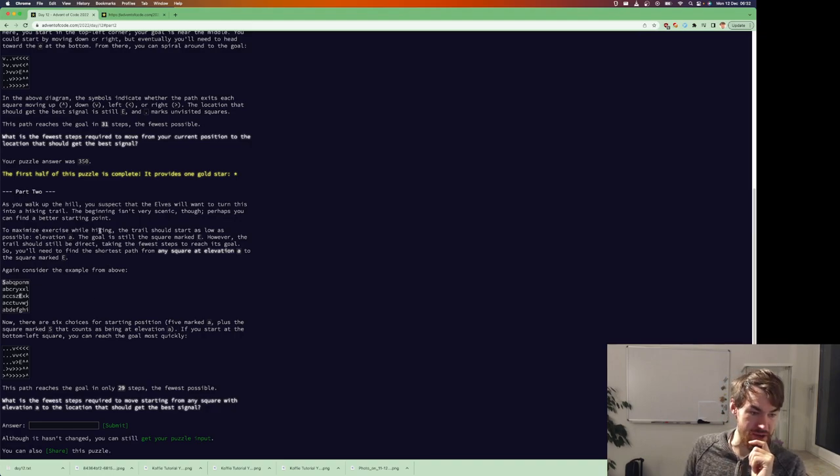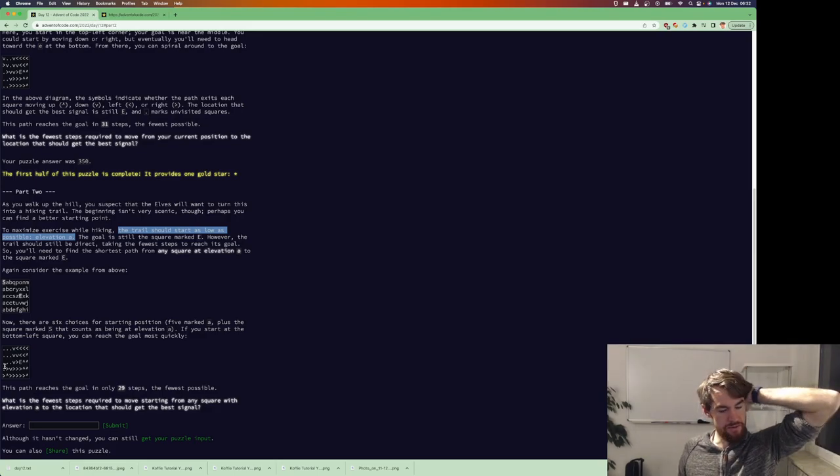The elves will want to turn this into a hiking trail. Good point. The beginning isn't very scenic, though perhaps you can find a better starting point. To maximize exercise while hiking, the trail should start as low as possible, elevation A. Now the trail should still be the fewest steps to reach its goal, from any square at elevation A to the square marked E. 6 choices. If you start at the bottom left square, you can reach the goal most quickly. What's the fewest steps required to move starting from any square with elevation A to the location that should get the best signal?